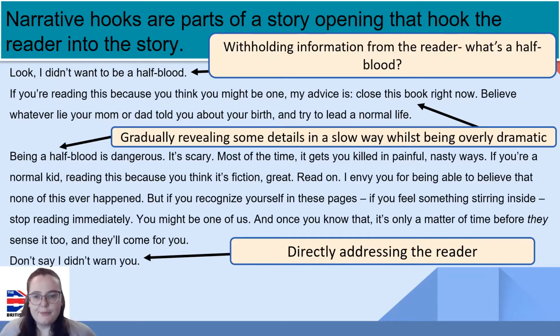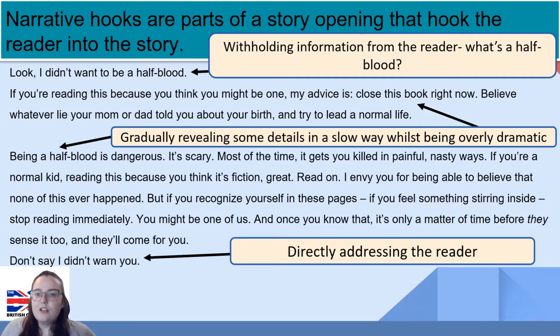So now that we've learned a little bit more about story openings, what we're going to be doing is having a think about the different kinds of narrative hooks, the ways in which Rick Riordan opens the story of Percy Jackson and the Lightning Thief. So we're looking just at this section here. I'll read it out to you. As I'm reading, think about, as well as the examples on the board, anything else you might be able to pick out.